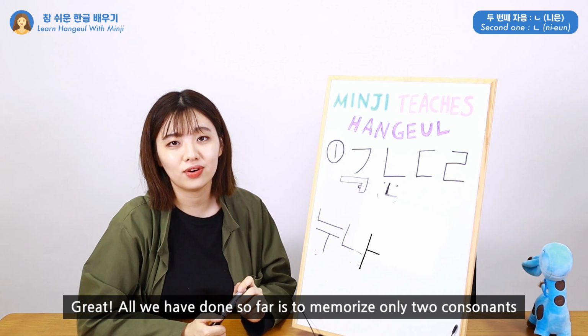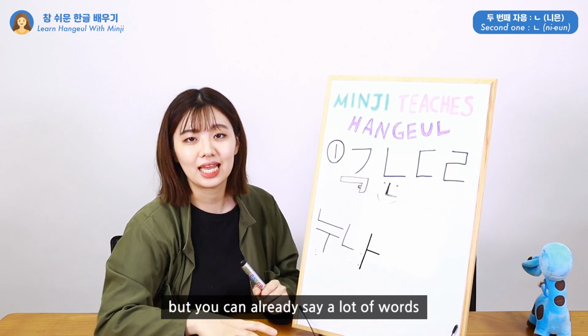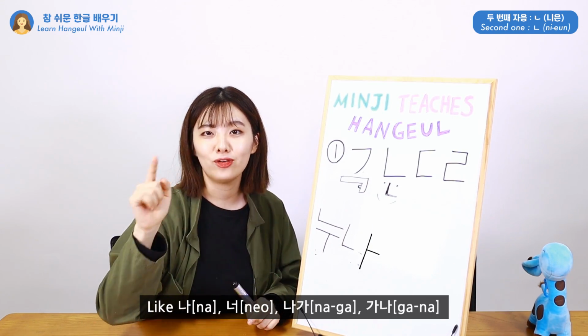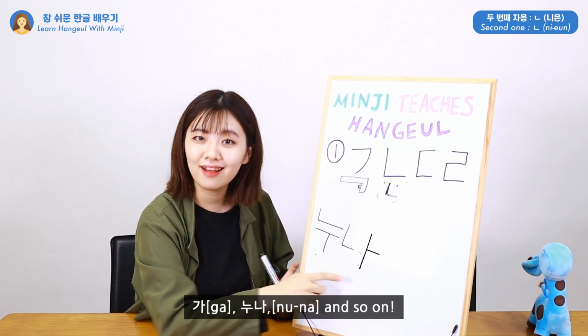Great, all we have done so far is to memorize only 2 consonants, but you can already say a lot of words like 나, 너, 나가, 가나, 가, 누나, and so on, right?